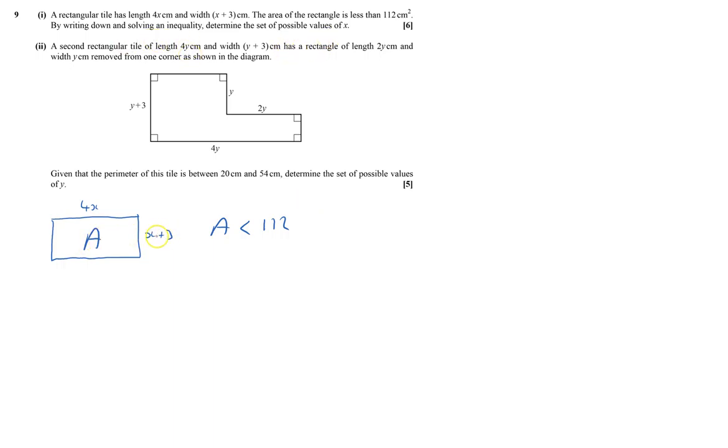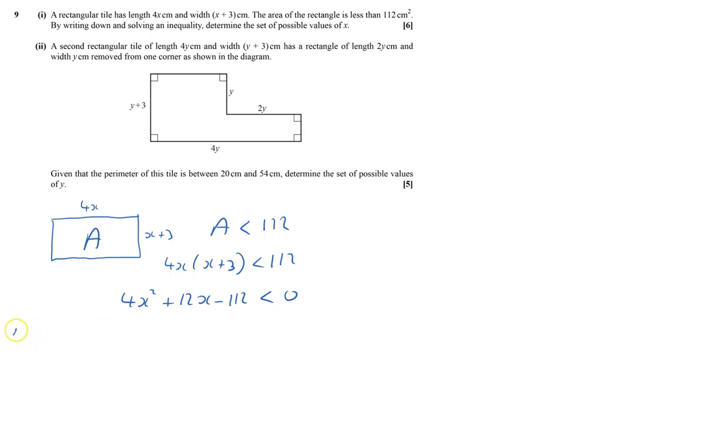Okay, so the area of that is going to be 4x times x plus 3, and that's got to be less than 112. So that gives me 4x squared plus 12x. With any quadratic, I always want it to be compared with zero, so I'm going to take away 112. It's less than zero. And I'm going to find out where the roots of this equation are.